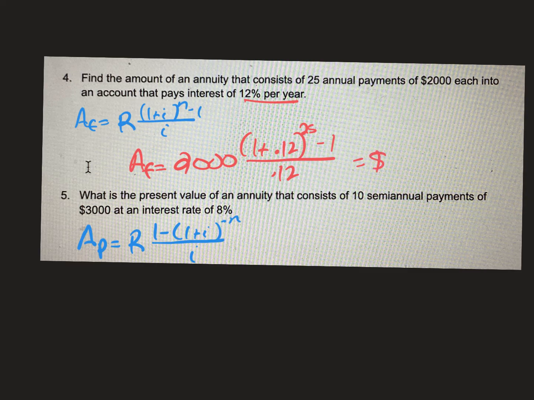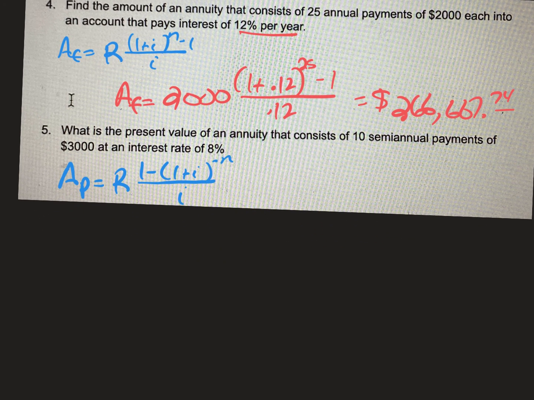Getting a pretty good return here, $266,667.74. Pretty good. And the last one of these, number 5, what is the present value? So it's a different formula, present value of an annuity that consists of 10 semi-annual payments of $3,000, interest rate of 8%.